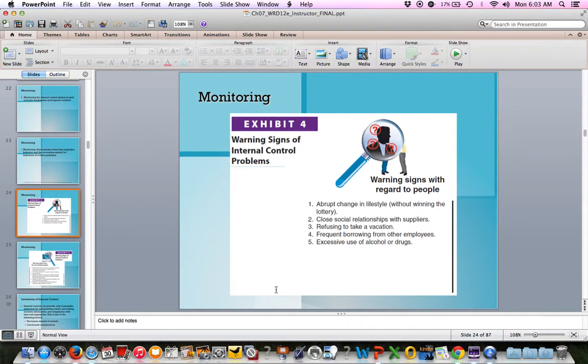So just some warning signs of control problems in regards to people and their attitudes or behaviors. A change in lifestyle without winning the lottery. Close social relationship with suppliers. Refusing to take vacation, borrowing from other employees, excessive use of alcohol or drugs. And one that I am aware of, based on personal experience, is large medical bills. That's one that you need to be thinking about too, in my opinion.